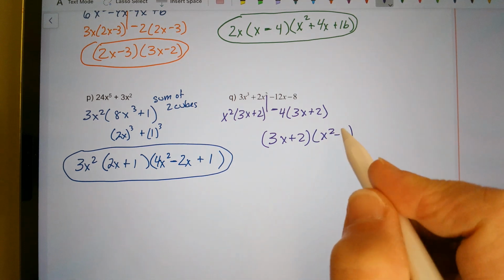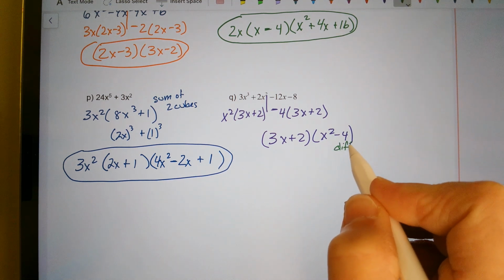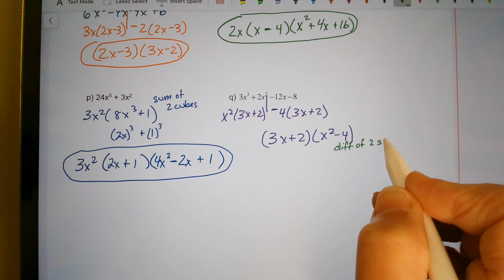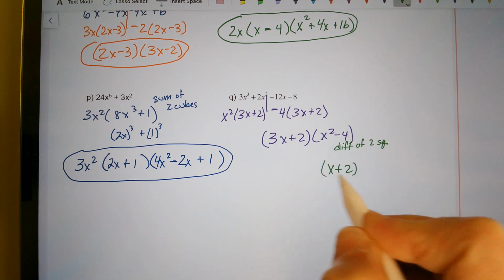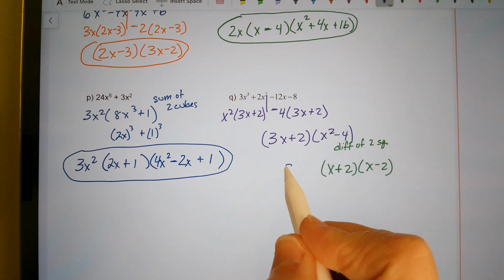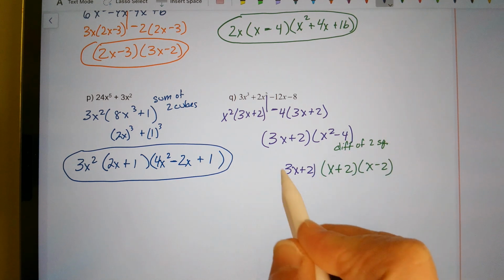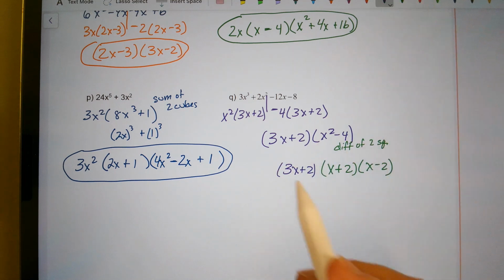We are not done. X squared minus 4 is the difference of perfect squares, or difference of 2 squares. So that factors further into x plus 2 times x minus 2. And let's bring down our 3x plus 2. And here we have our complete factorization.